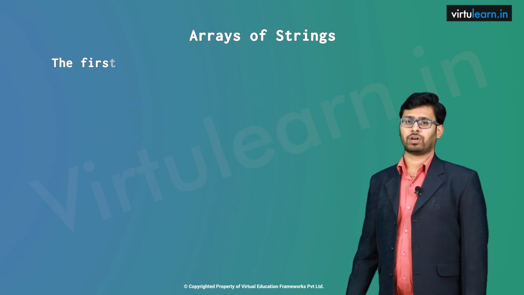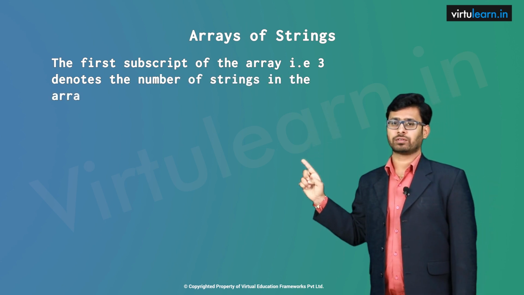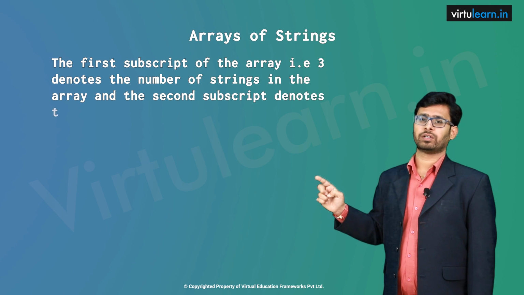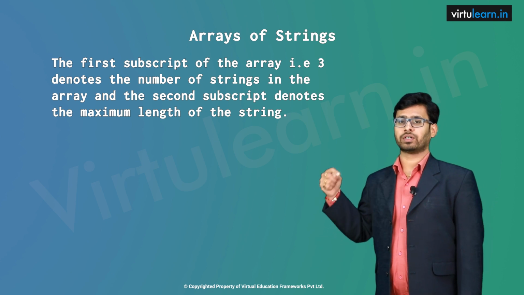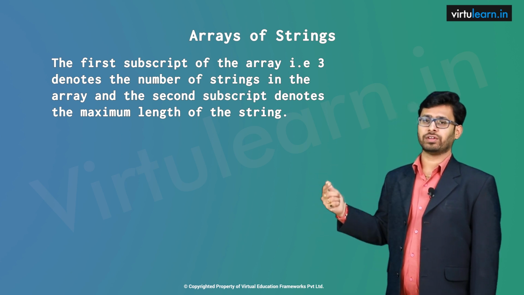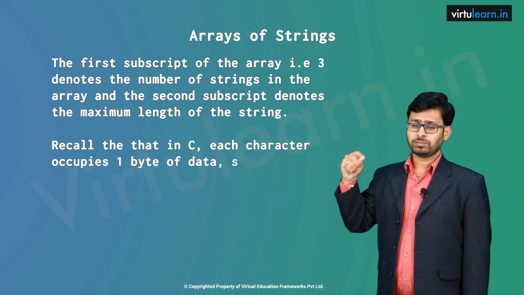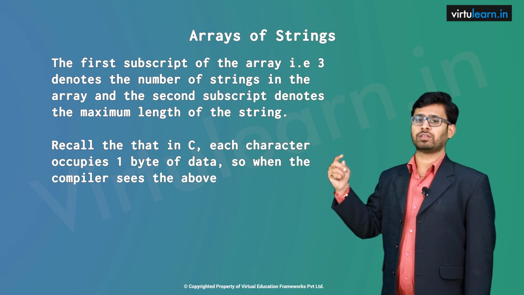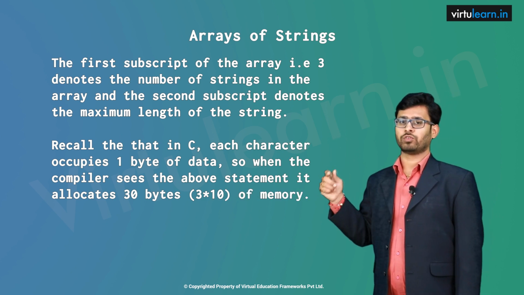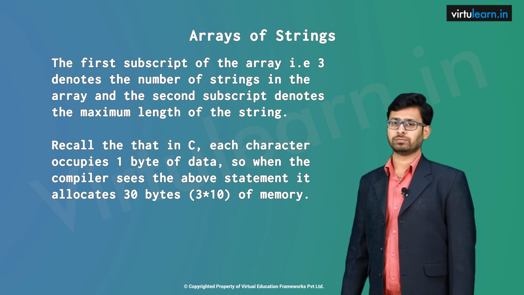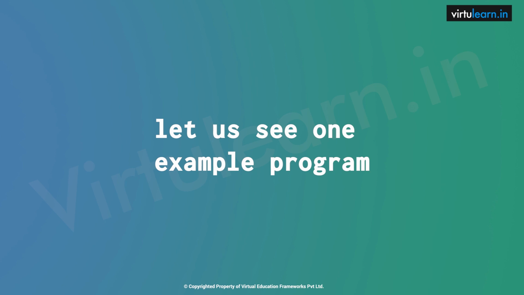The first subscript of the array, 3, denotes the number of strings in the array, and the second subscript denotes the maximum length of the string. As part of the declaration, the compiler considers that each character occupies 1 byte of data. So when the compiler sees the above statement, char ch_array[3][10], it allocates 3 into 10, that is 30 bytes of memory. Let us see one example program.